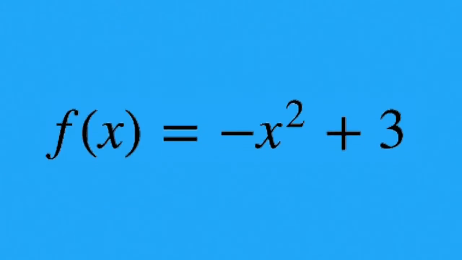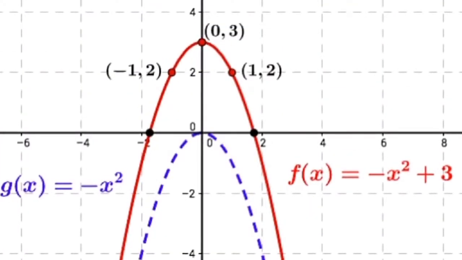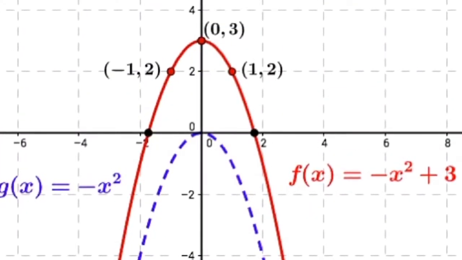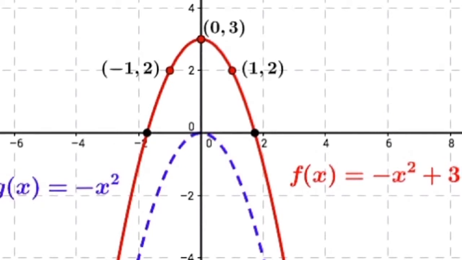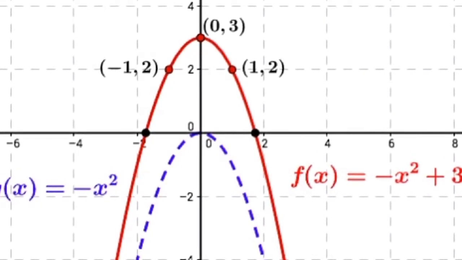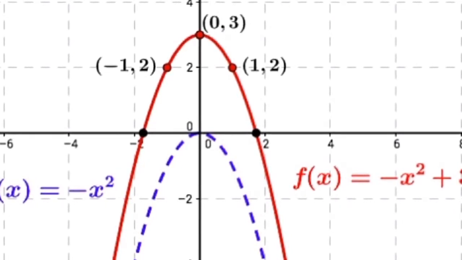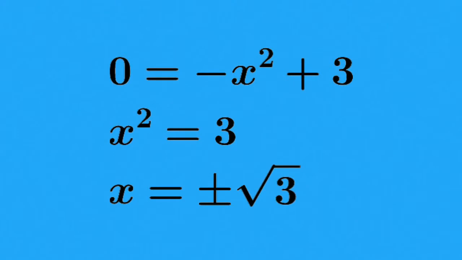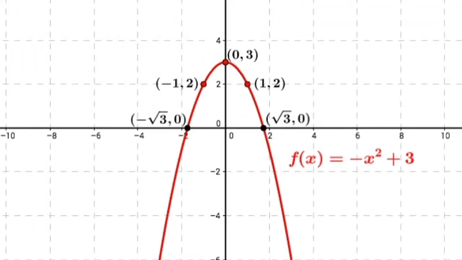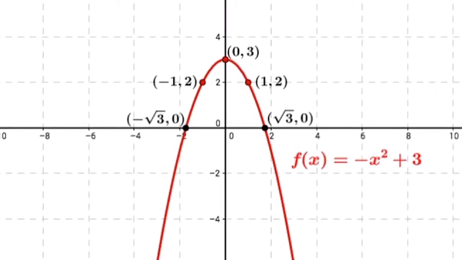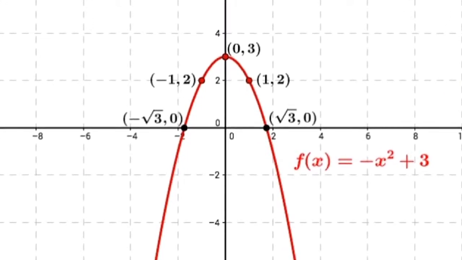In our next example, we'll be looking at f(x) = -x² + 3. First of all, the negative in front of the x² indicates a reflection over the x-axis. Here I have sketched both the function that we are graphing and g(x) = -x². There were 2 points that were unlabeled where the function crossed the x-axis. We can solve for these points by setting the function equal to 0 and then solving for x. Here then is the complete sketch of our graph, including the x-intercepts.